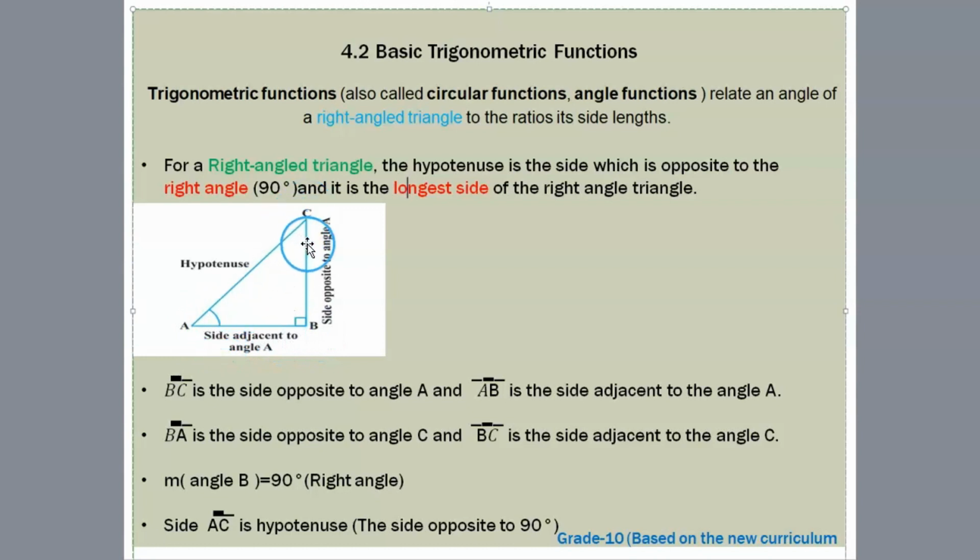For angle C, at the same time, the side that is opposite to angle C is what? Side AB.